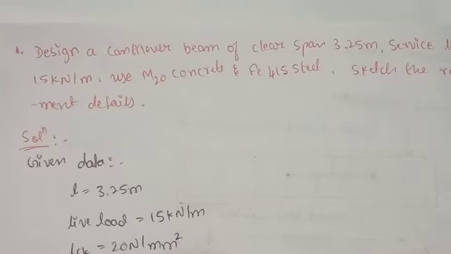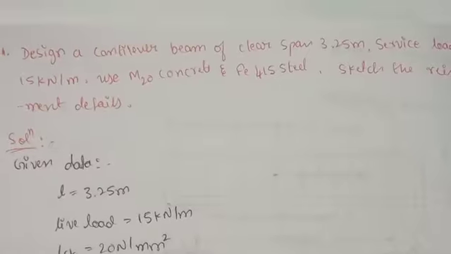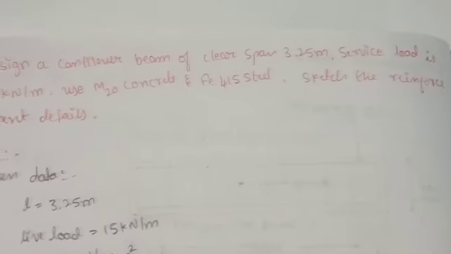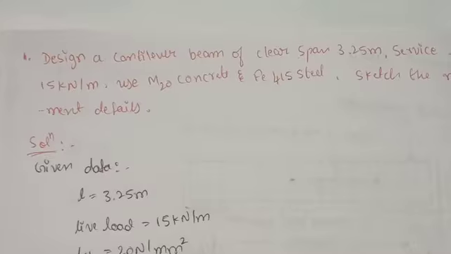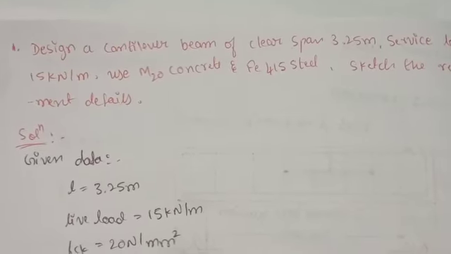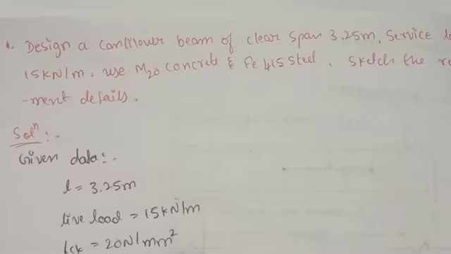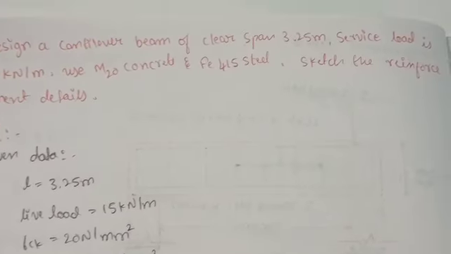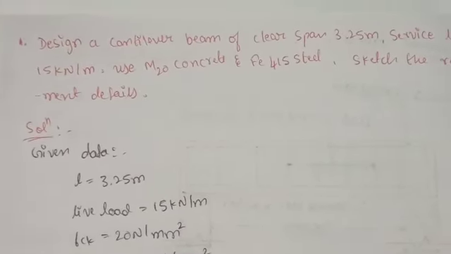Design a cantilever beam of clear span 3.25 meter. Service load is 15 kN per meter. Use M20 concrete and Fe 415 steel. And sketch the reinforcement details.